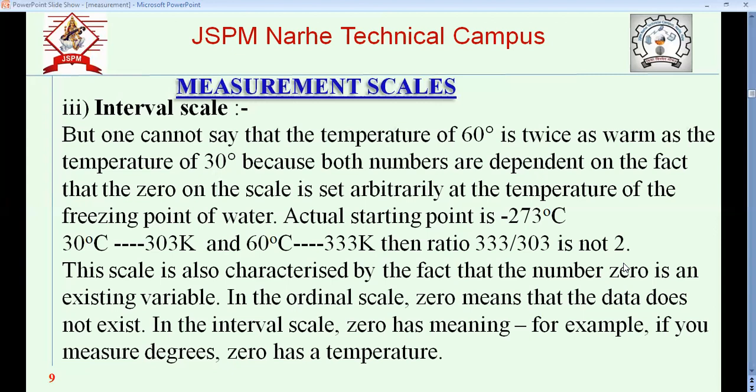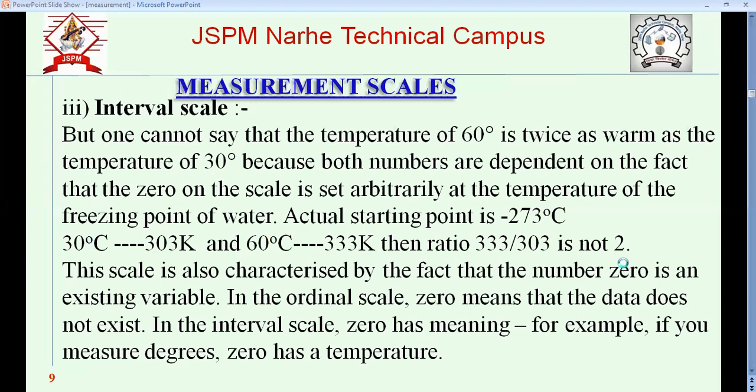Okay, degree Celsius. Minus 273 is the actual zero of the temperature scale. So what we have to do is convert to Kelvin and then take the ratio. That ratio, if you take, is not 2. So in the interval scale, the true zero is not mentioned, so we cannot do multiplication or division.